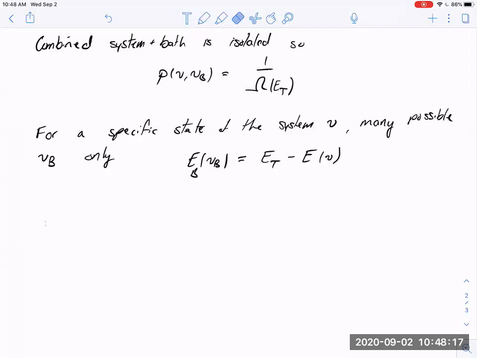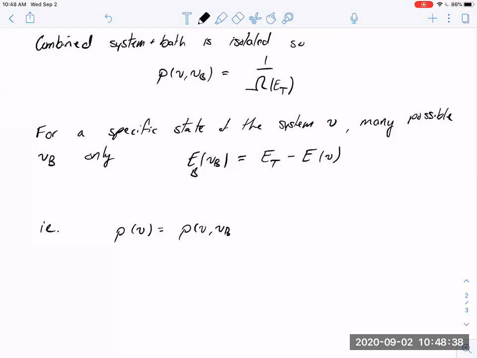A little more concretely, the probability of observing just the system in some specific state, therefore, is equal to the probability the system was in that state and the bath was in some state, say nu B1, some specific arrangement of the bath consistent with our total energy constraint, plus the probability that the system was in state nu and the bath was in some other state, still consistent with that total energy, etc. So the total probability of the system being in a specific state is the sum over the probabilities of the system being in that state and the bath being in any number of states.